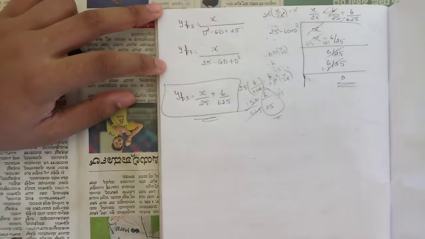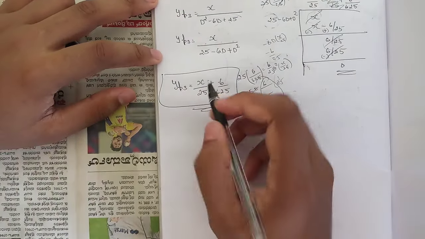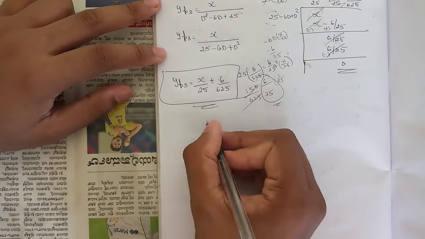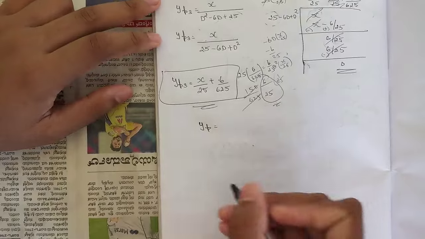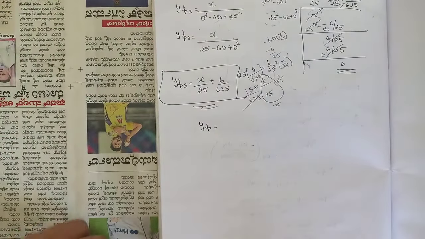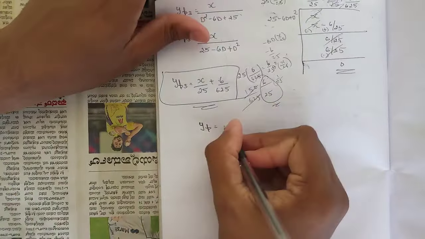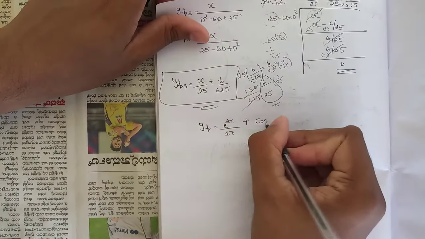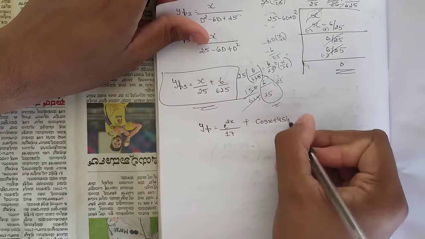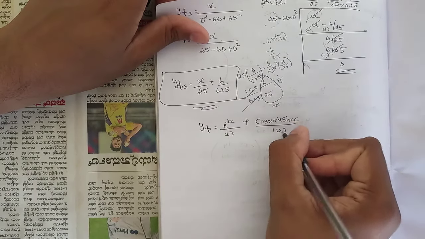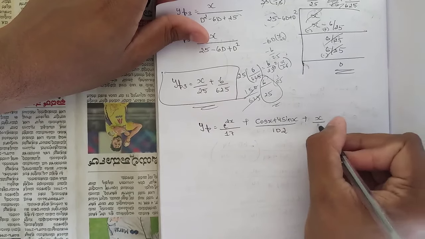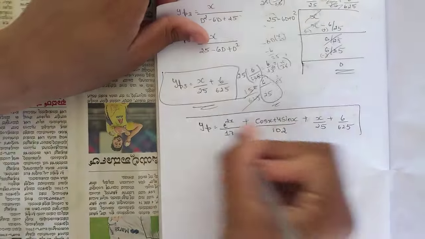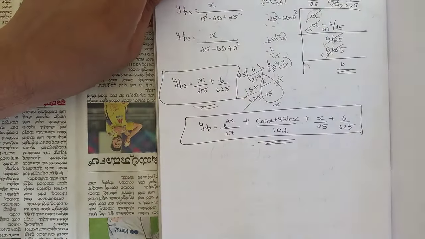Either you can solve this again by taking the LCM and simplify the term, or you can keep it as it is. So now our final answer for the particular integral: yp1 we got as e power 2x by 17, plus yp2 is cos x plus 4 sin x upon 102, plus x by 25 plus 6 by 625. So this is your final particular integral.